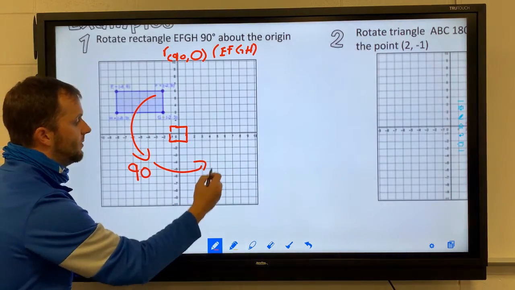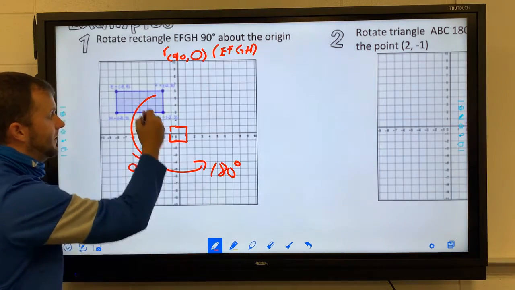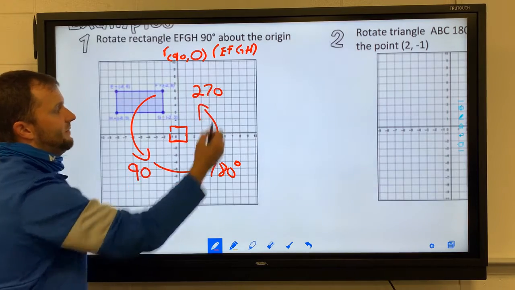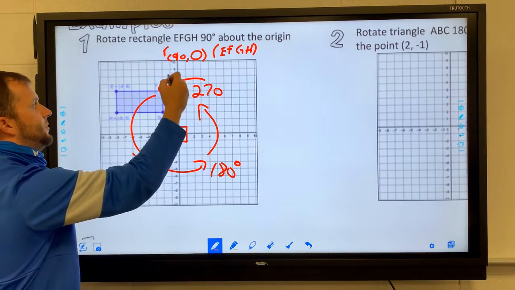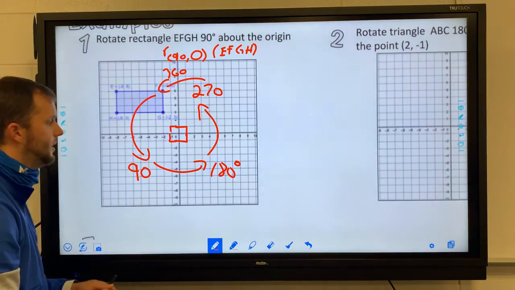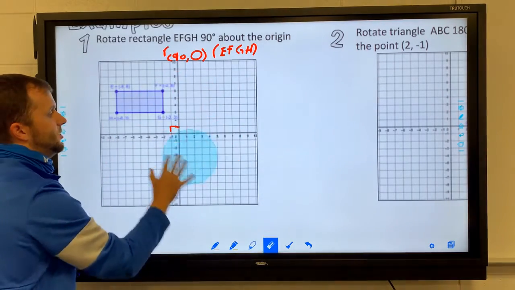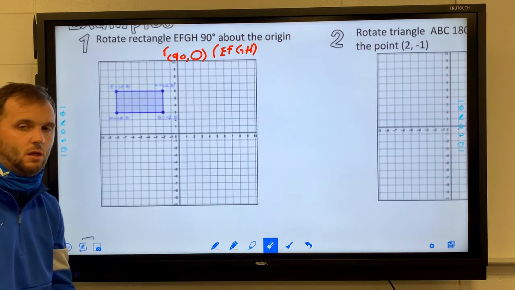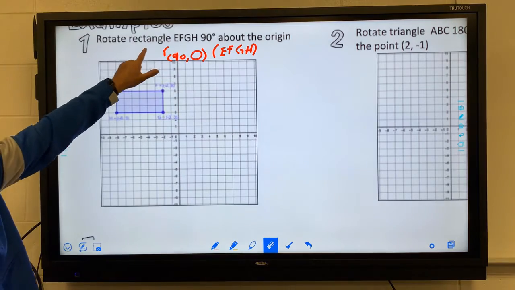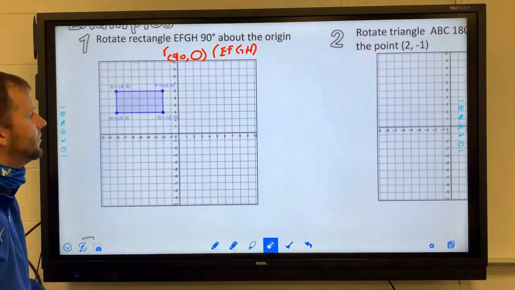If I go over one more, that would be 180 because it's halfway. And then if I go to this coordinate, that would be 270. And then obviously if I go 360, that means I made a full turn and went all the way around, okay? So basically I'm going to show you visually how this works, and then I'm going to show you how to put it through the system. So here we go. I'm going to rotate rectangle EFGH 90 degrees, okay?